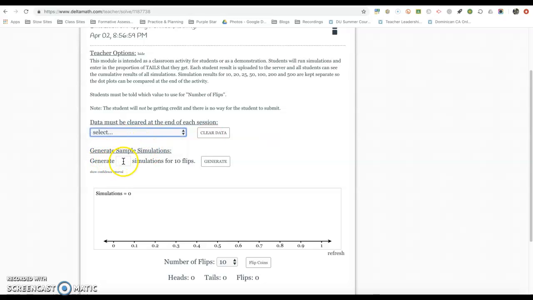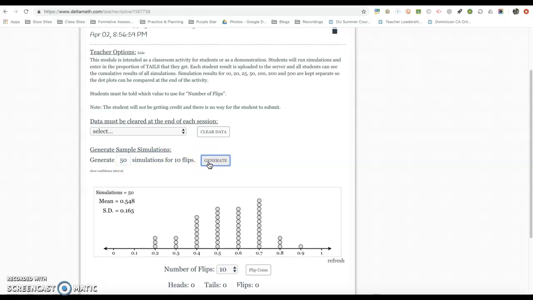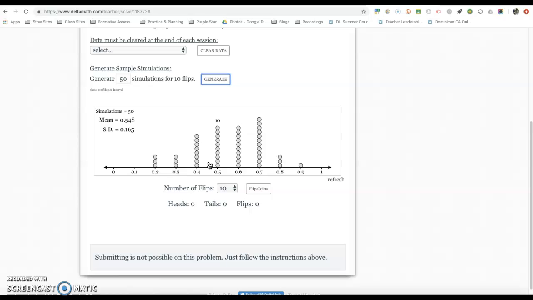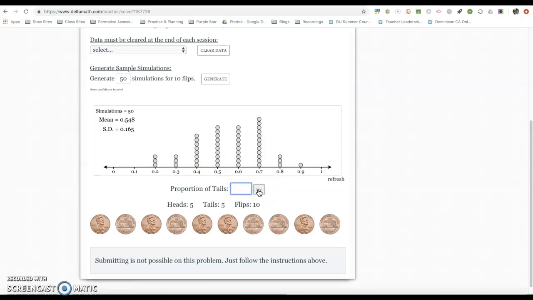Generate sample simulations. So generate 50 simulations for 10 flips. So we're going to generate it. Okay, so then this is the curve that they're giving us. Then we go ahead and flip coins. Maybe I had done this already, so I had some data stored.